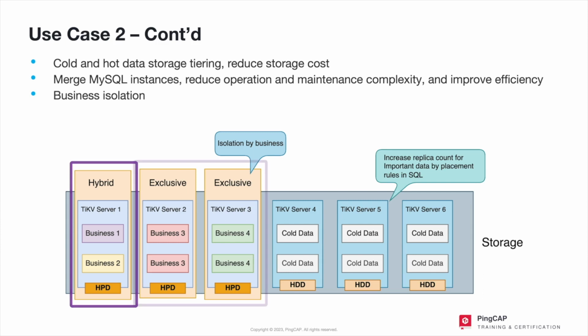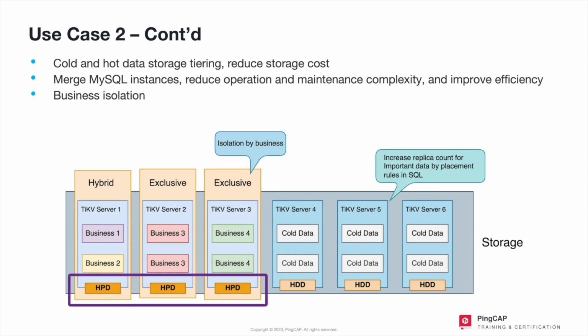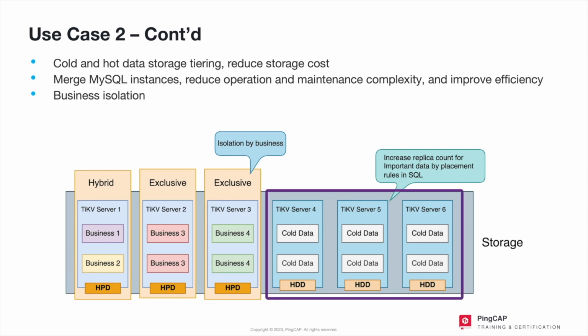Compare this with business 3 and 4. They were deployed using the exclusive model. Each of these databases has TiKV nodes exclusively dedicated to it. Business 3 has TiKV nodes that only it uses, and Business 4 has TiKV nodes that only it uses. This results in physical isolation of databases from other businesses. Notice that the hybrid and exclusive approaches both use high-performance disks. In reality, these are SSDs. Finally, the cold data area is placed on a dedicated TiKV server, which runs low-performance disks. In this case, they are HDDs.